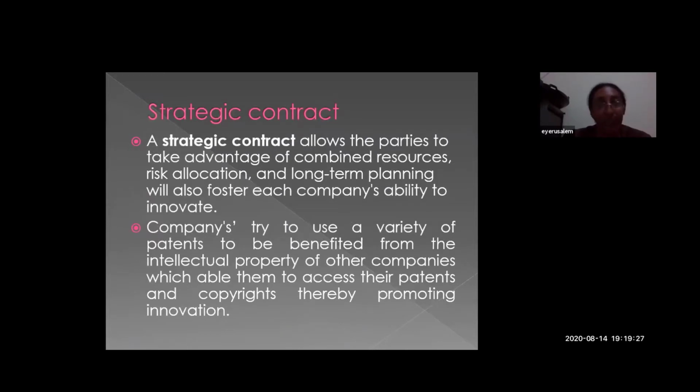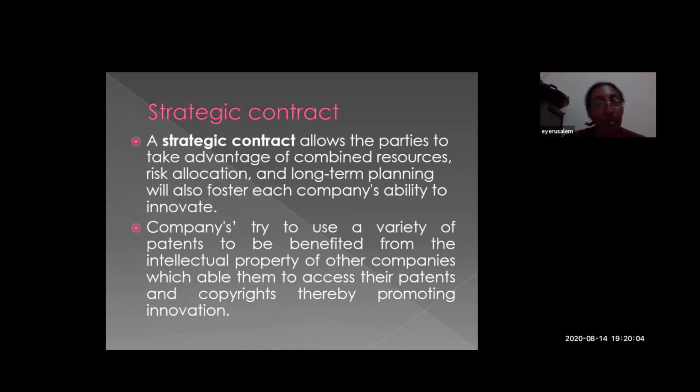And the other role is strategic contracts. Strategic contracts allow partners to take advantage of combined resources, risk allocation, and long-term partnering will also foster each company's ability to innovate. As I tried to explain earlier, my title deals with the role of strategic alliance in contracts. That's why I proceed to the strategic contract part.